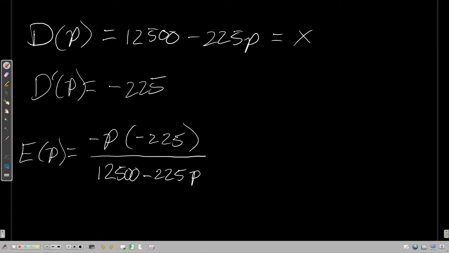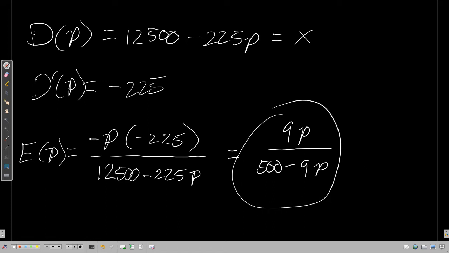I guess I'll factor out like 25. So here I'd get 9p over 500 minus 9p. I guess that's as good as I can factor it. Well, where does revenue get maximized?